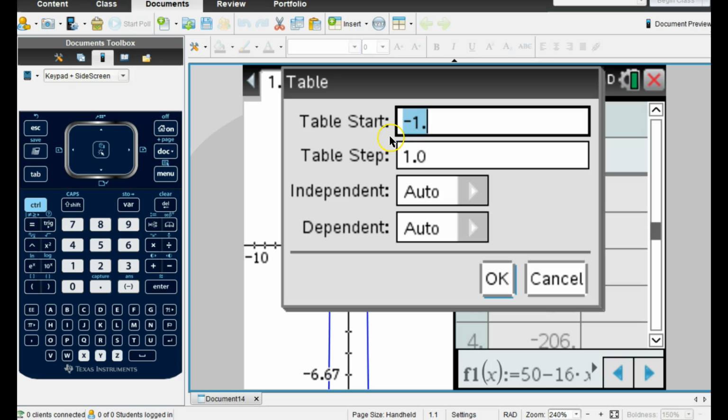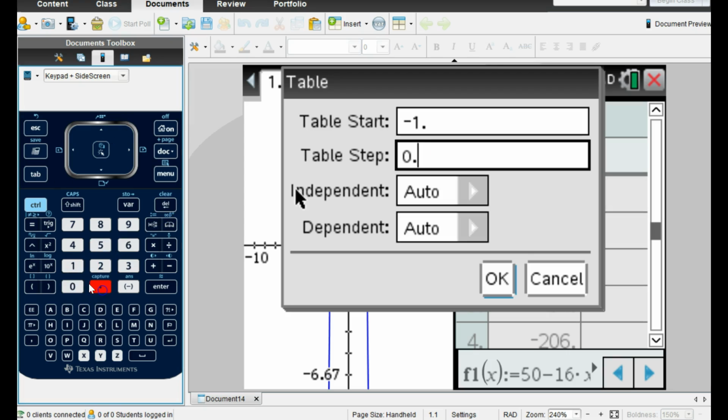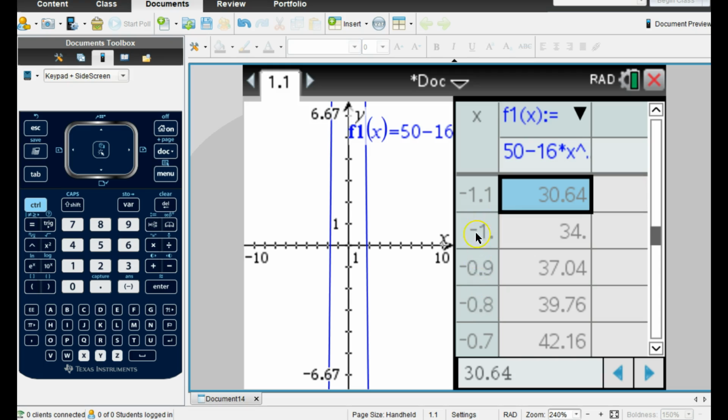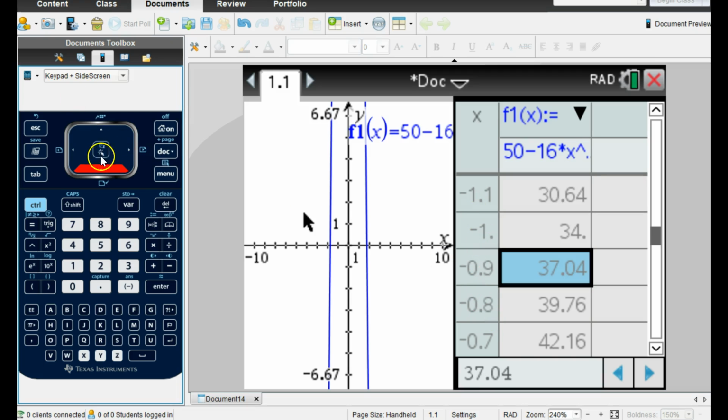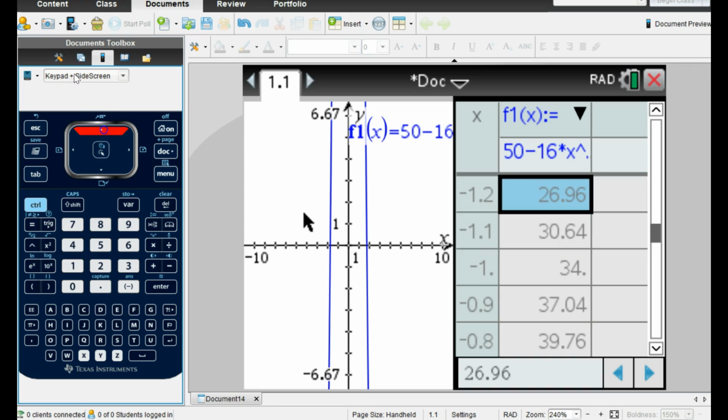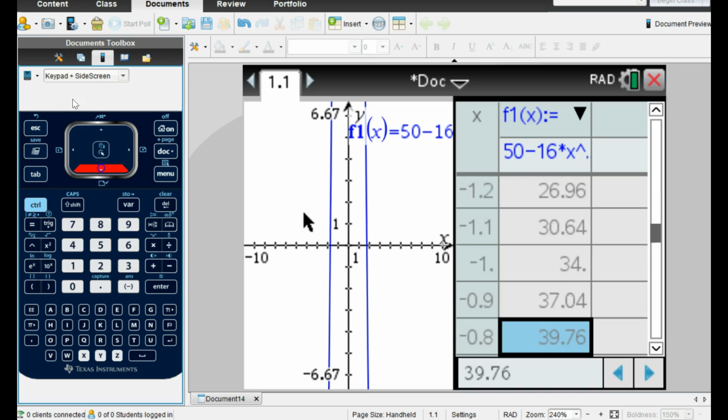So if I wanted to round to the nearest tenth, what might I change my step to be? 0.1. If I make it 0.1, I'm going to go from -1 to -0.9 and -0.8. So I'm going to get more accuracy now. You guys see how that did that? And so now, if I wanted a better answer, what would I do? Well, I would move my, I gotta go this way.